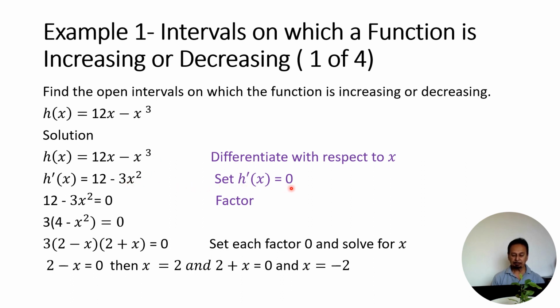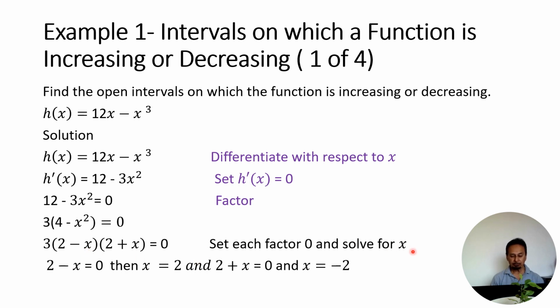Now we set h prime of x equal to 0. So we have 12 minus 3x squared set to 0. Now we're going to solve for x. In this case, let's see if we can factor out 3, and you have 4 minus x squared. Now you can factor 4 minus x squared, and that gives you 3 times (2 minus x)(2 plus x).